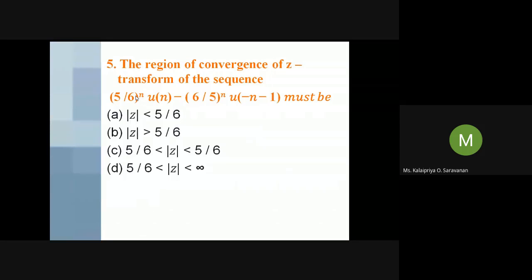So we have got the next question. This is again about the region of convergence. The region of convergence of a Z transform of the sequence must be pi by 6 power n u of n.